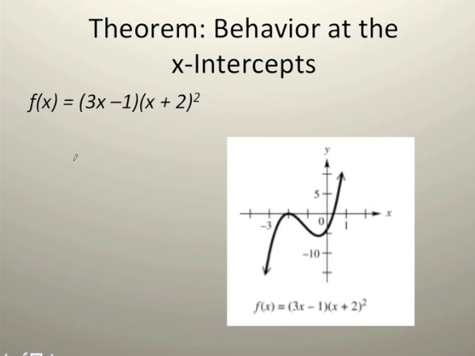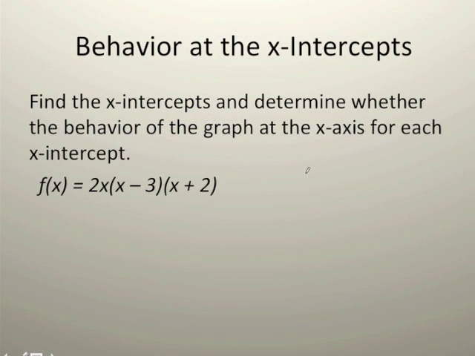And here's an example here. My x here will be 1/3, and x here will be -2 with a multiplicity of 2 because of this 2. So here it comes up and touches but does not cross, but at 1/3 it crosses. So we can see how that happens. Here they ask us to find the x-intercepts and determine the behavior of the graph at each of these intercepts.